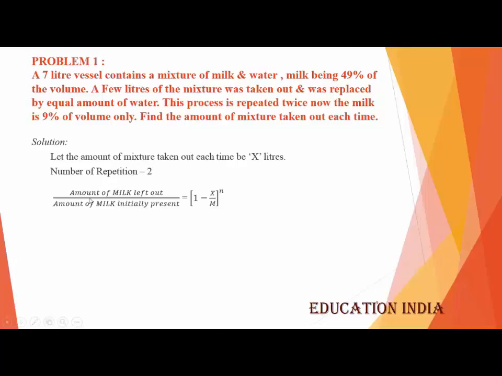The amount of milk left out upon the amount of milk initially present is given by this equation. Initially the amount of milk present was 49% volume by volume, and now after two such operations it remained only 9%. Putting the corresponding values, we have assumed X. The total amount of the vessel was 7 liters. Two such operations have been performed. Solving for X, we got X is equal to 4. That means each time 4 liters of the mixture was taken out.